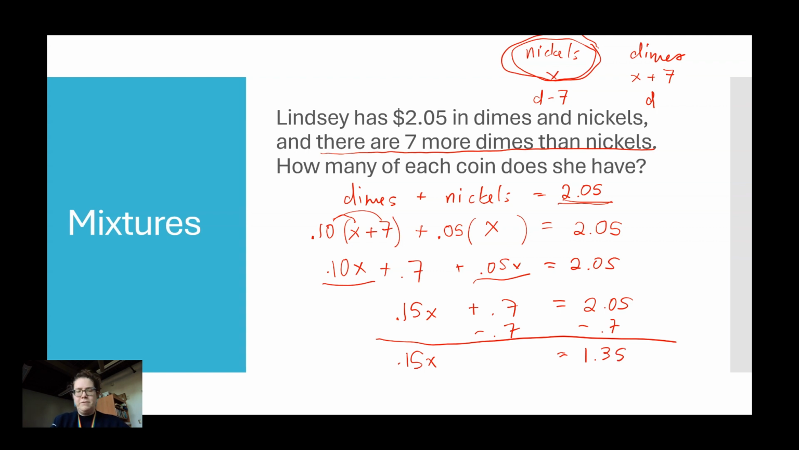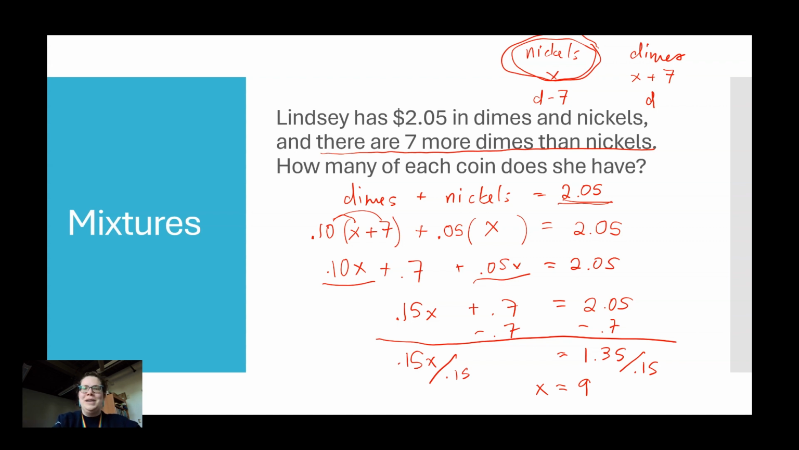And then I'm going to divide to get X all by itself on one side. And when I do that, I'm going to find out that I had 9 nickels. How fantastic. The problem doesn't say what's X equal, though, right?